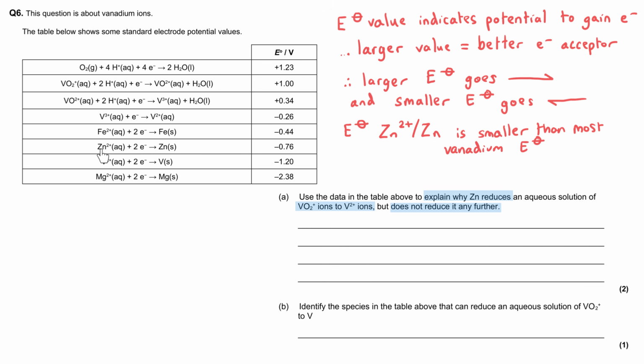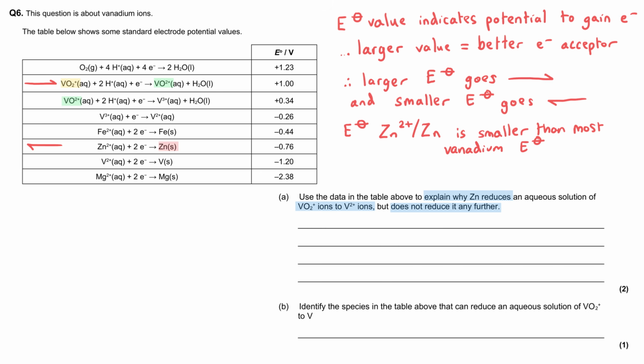It's worth noting that the electropotential for the zinc half equation is smaller than most of those electropotentials for the vanadium half equations. Looking more specifically, we're starting with zinc solid and with VO2+ aqueous. Zinc is minus 0.76, so this reaction will go in the backwards direction because that electropotential is smaller than +1 for the top vanadium half equation.